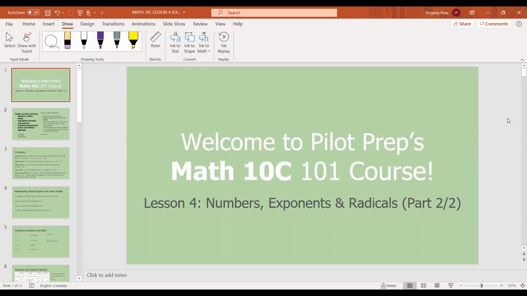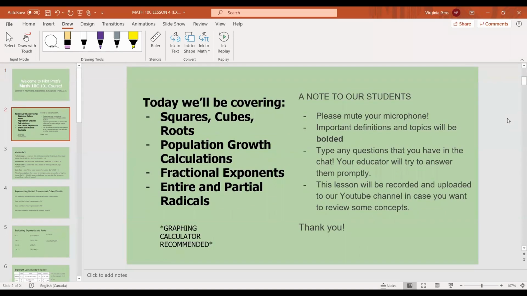Today we're going to be continuing off of what we learned last week. Last week we were focused mostly on numbers. Today we're going to be talking about exponents and radicals. We're going to be covering squares, cubes, and roots. We're also going to be doing some population growth calculations. And we're going to learn about fractional exponents and entire and partial radicals.